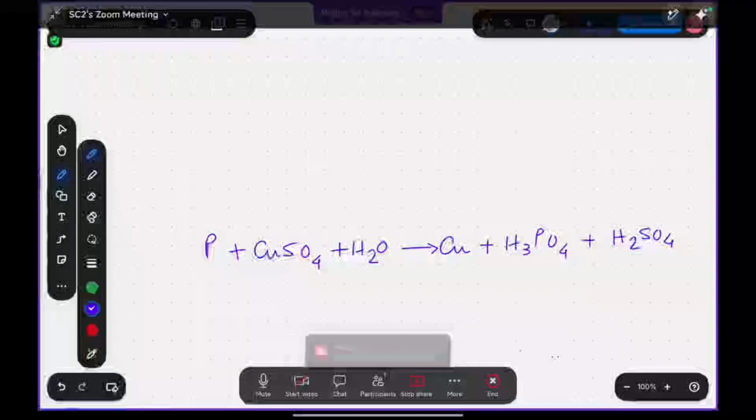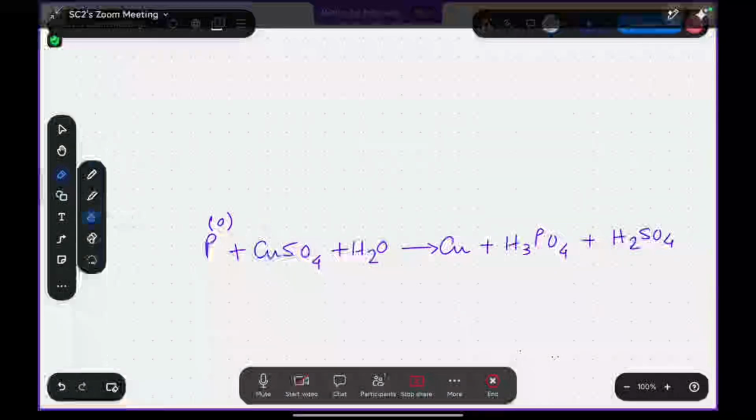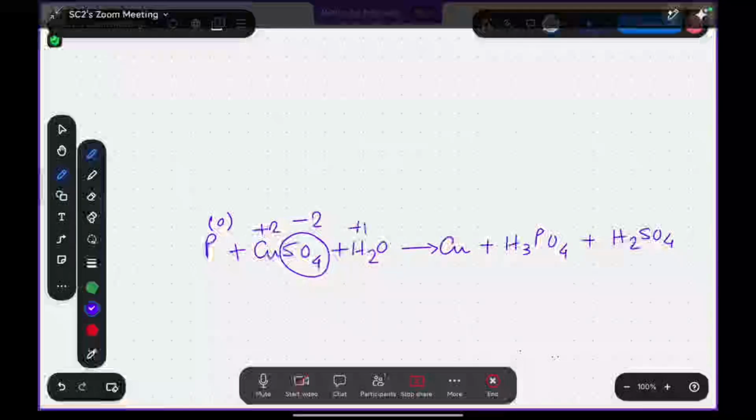Okay, so this is the reaction given to you. Now, first thing is you need to write the oxidation state of every element involved. Copper is in plus 2 state in this compound. Sulfate as a whole is minus 2. Hydrogen is in plus 1 and oxygen is in minus 2 state. I am writing the oxidation state of every element involved. Copper is 0 because it is an atom. Hydrogen again plus 1. In phosphate, phosphorus is in +5 oxidation state. Calculate and find out. Oxygen is -2. Hydrogen again +1 and sulfate as a whole is -2.